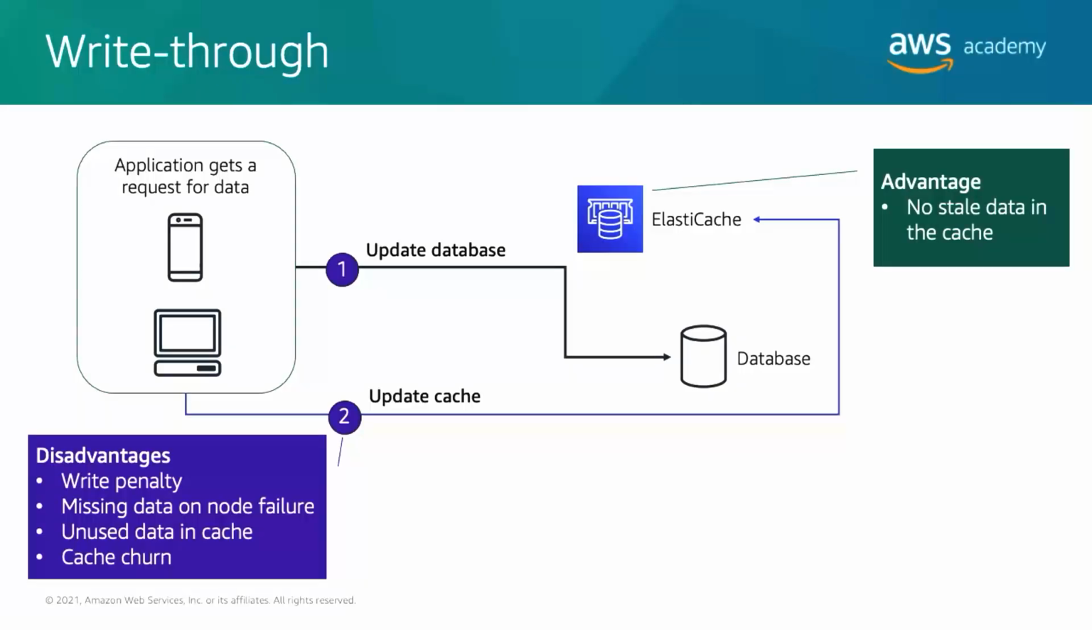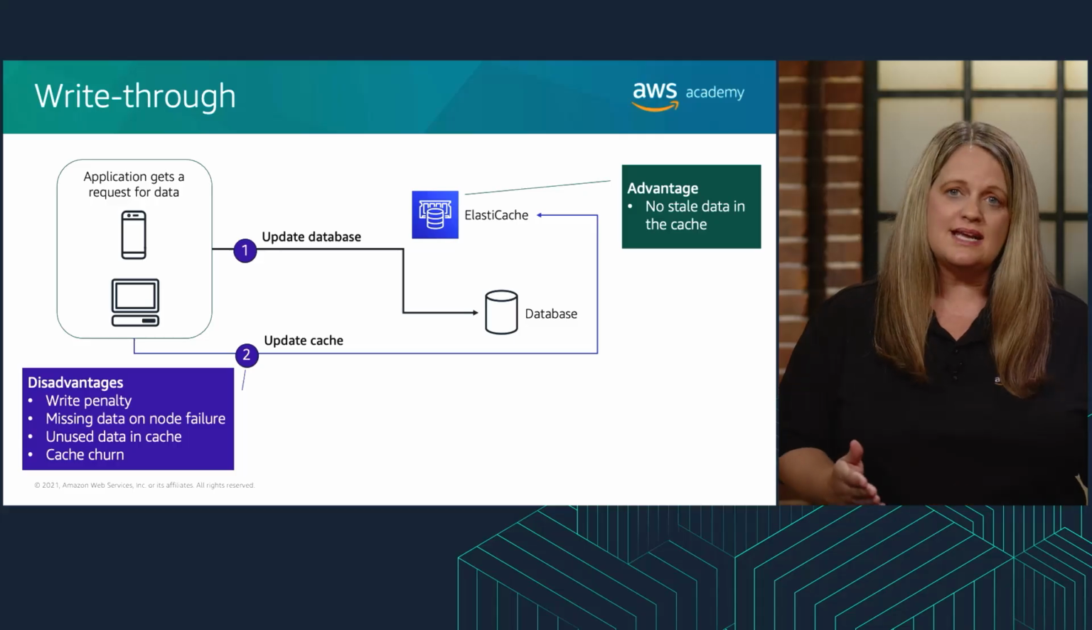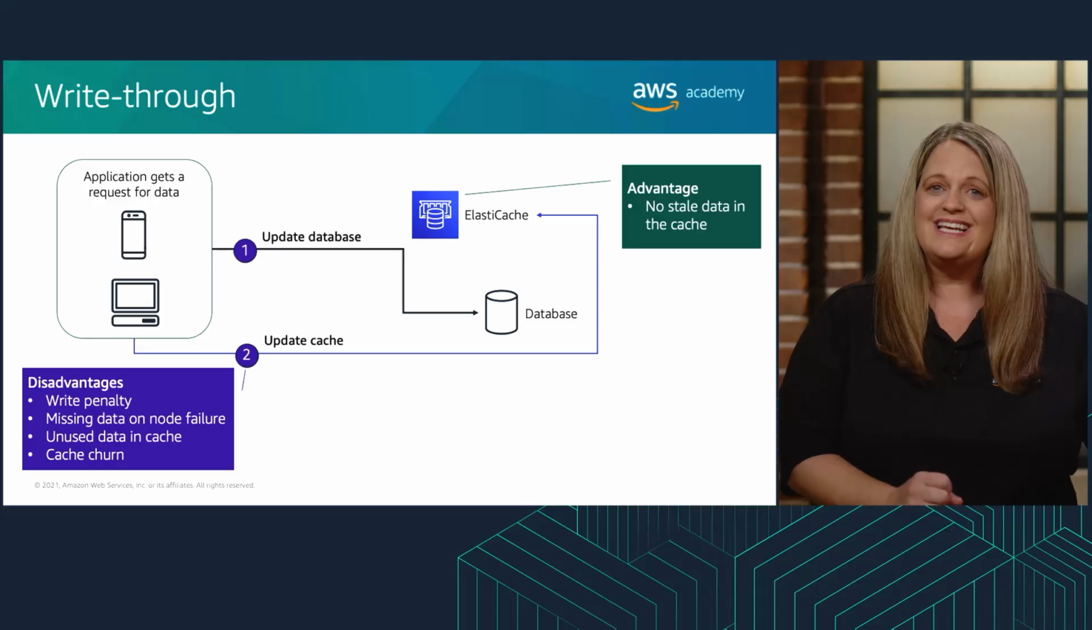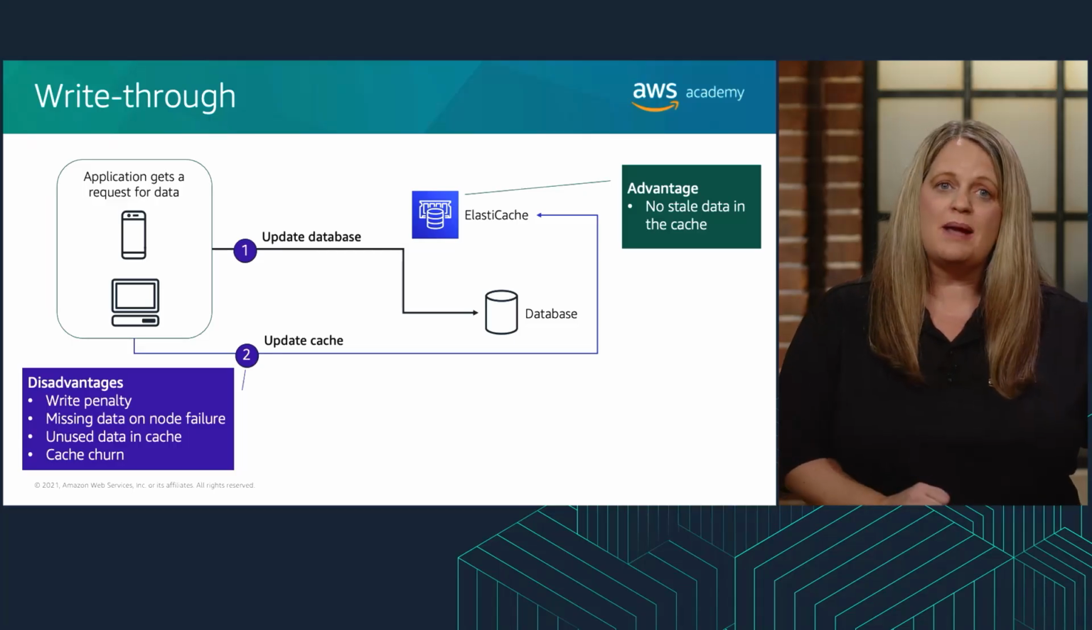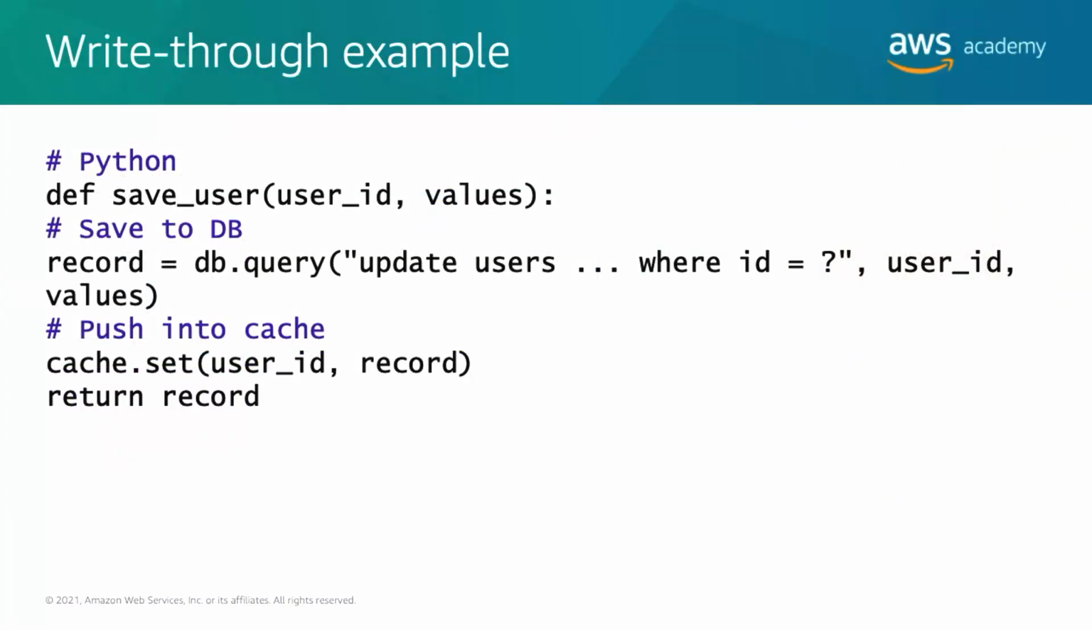The second disadvantage is missing data. When a new node is created to scale up or replace a failed node, the node does not contain all of the data. Data continues to be missing until it is added or updated in the database. In this scenario, you might use a lazy loading approach to repopulate the cache. Another disadvantage is unused data. Because most data is never read, the cluster could have a large quantity of data that's never read. Finally, cache churn. This is when the cache might be updated often if certain records are updated repeatedly. This example shows the write-through workflow in Python pseudocode.